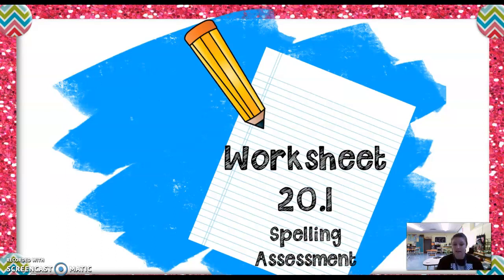Number 6. Moving on to synonyms. Number 6. Write the synonym for subtract. Number 7. Write the synonym for final. Number 8. Write the synonym for rival. Number 9. Write the synonym for bandit. And number 10. Write the synonym for street.